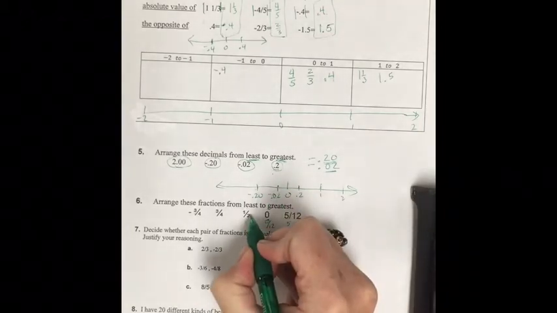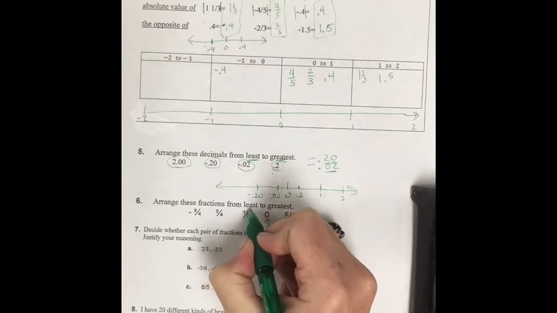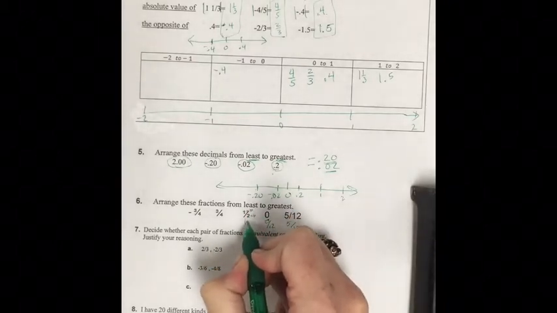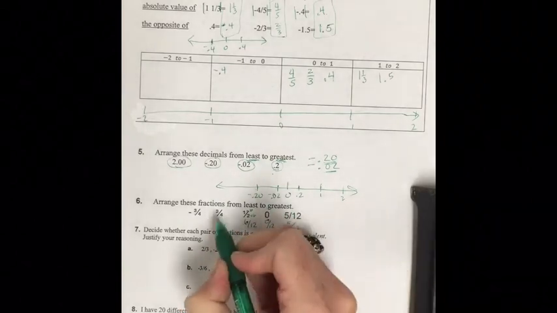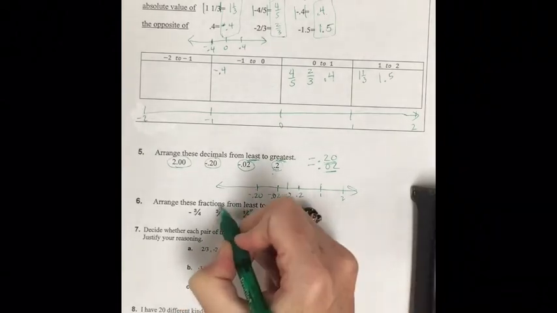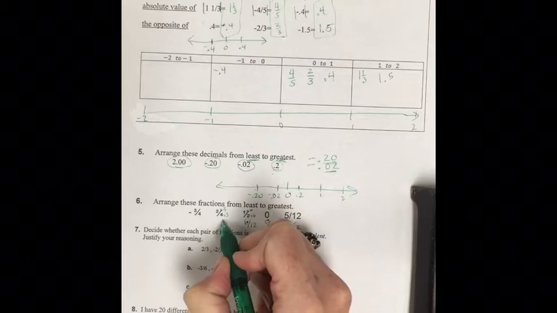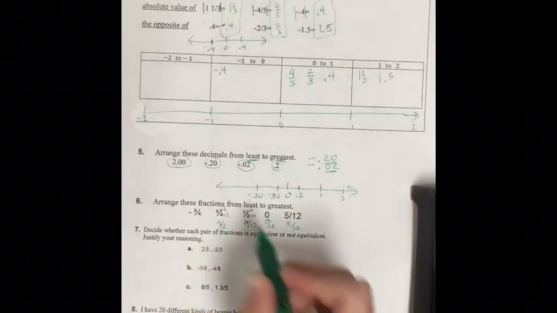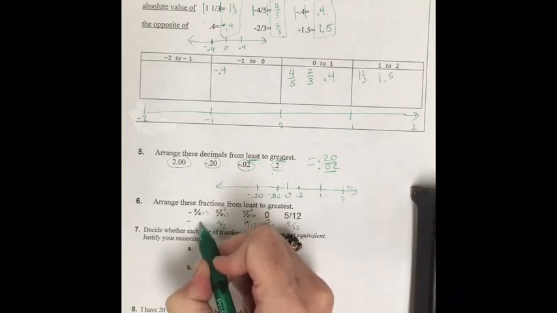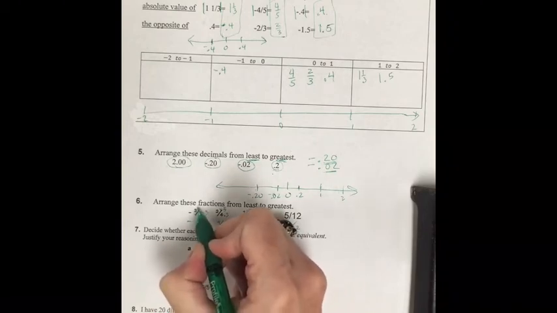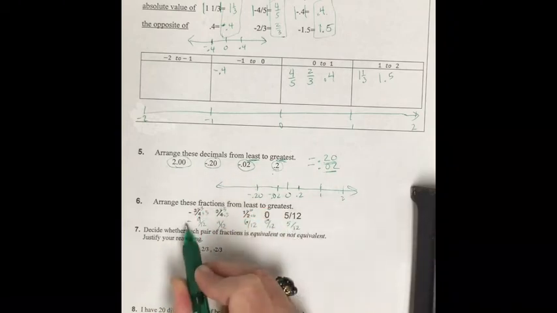This one, if I change this to a 12 by multiplying by 6, I have to multiply the top by 6, and that gives me 6/12. And if I make this one 12 by multiplying by 3 on the bottom, then multiply by 3 on the top, that gives me 9/12. And this one is a negative, and we have to multiply by 3 to get to the 12, which means we have to multiply the top by 3, which gives me negative 9/12.